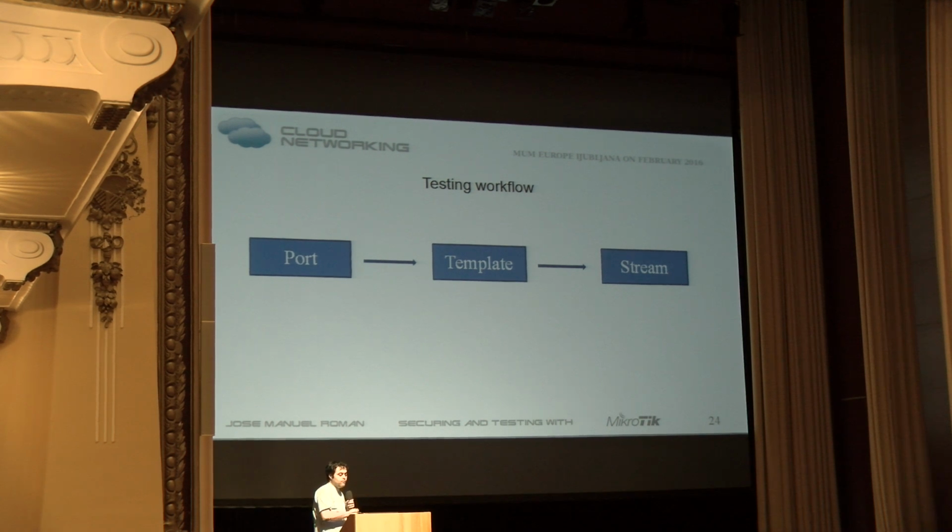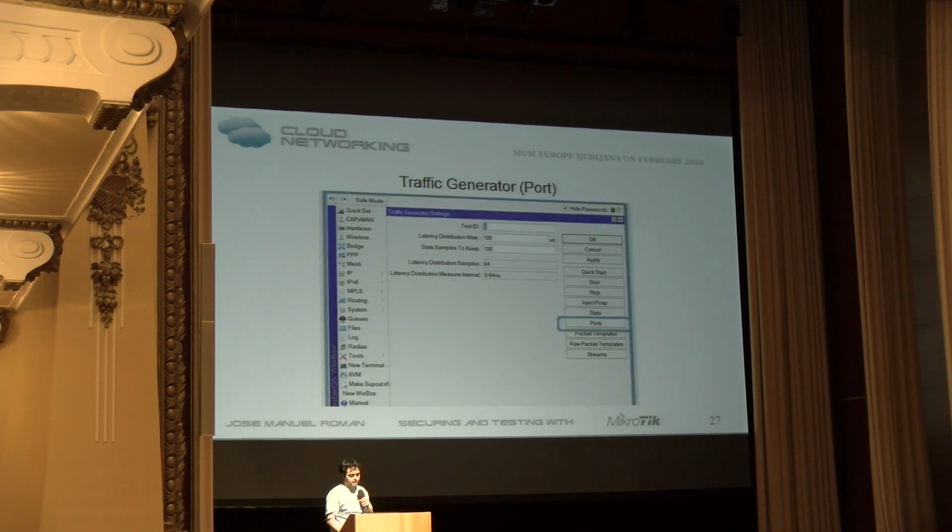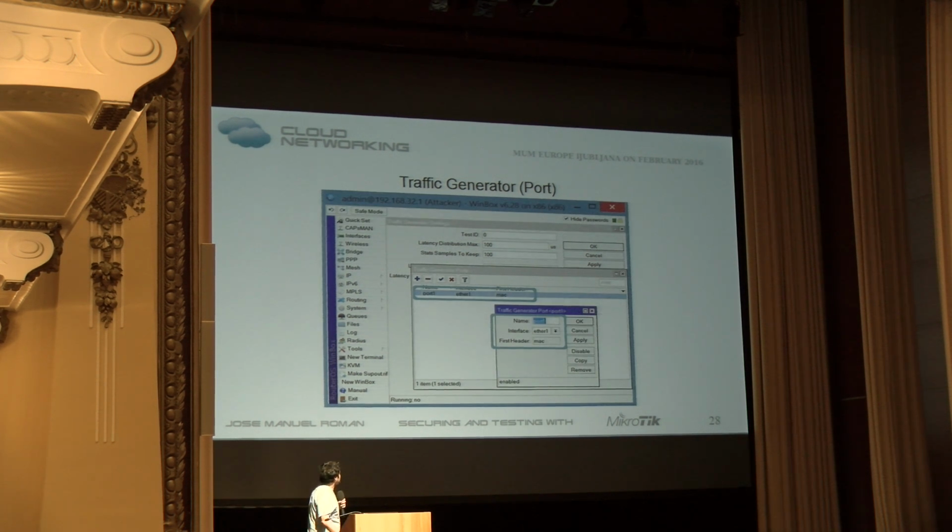This is the workflow to prepare a test. First, we need to set up the port. After, we prepare the template. And last, we send these packets. We remember our scenario with the attacker on the right and the border router on the left. Very simple. We set up the ports. In our case, it is Ether1.